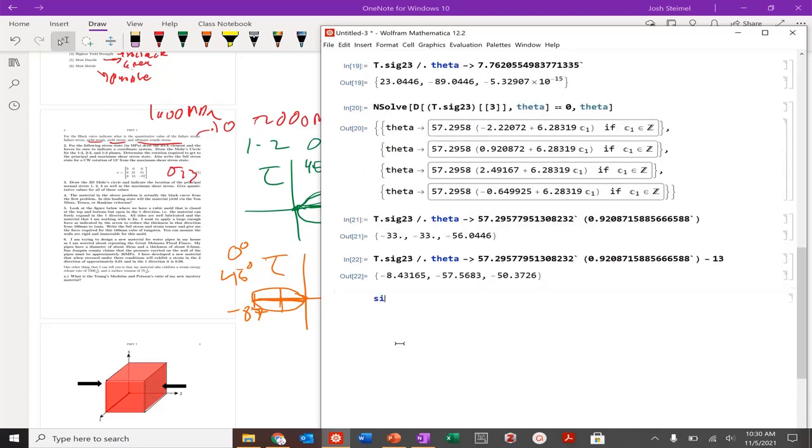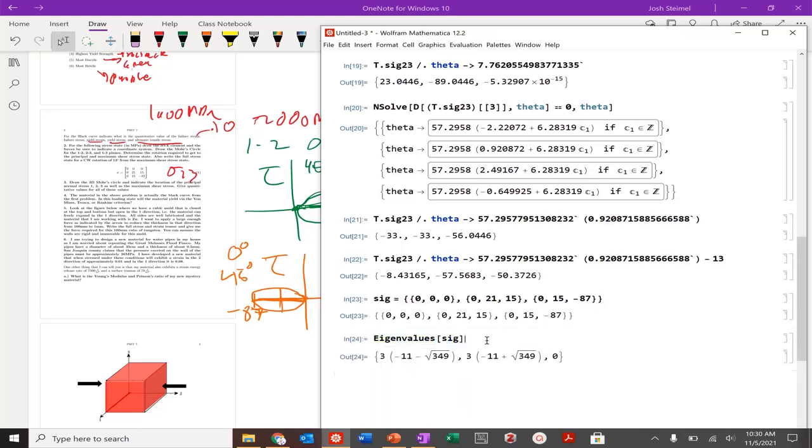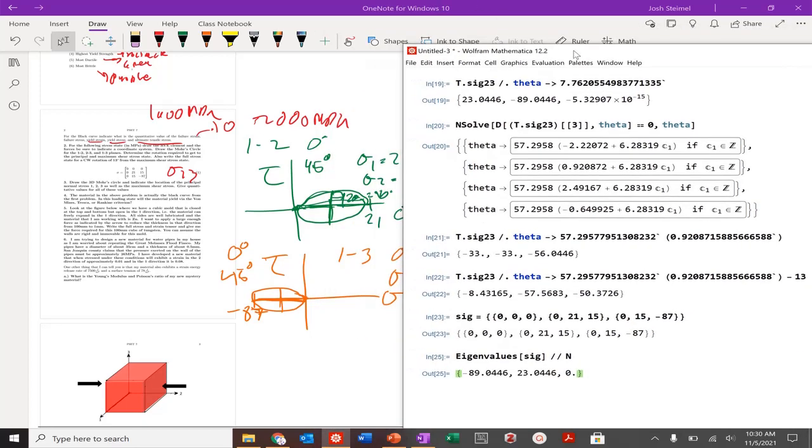So we've got all those values, and now it's asking us to do our Mohr's circle. So now I could do sig general is equal to 0, 0, 0, 0, 21, 15, and we're trying to find our principal stress state in three dimensions. Minus 87, and there we go. So I can simply do eigenvalues, sig. And these should be my principal stress values. But we could also check this from our work previously.